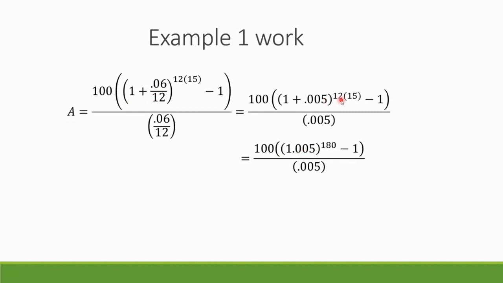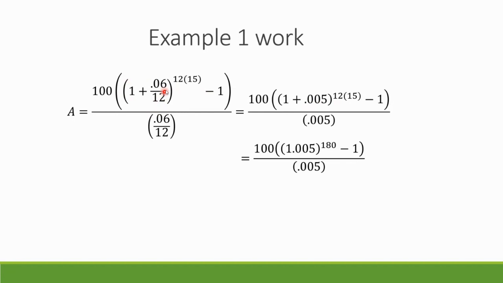Then we handle the exponent. 15 times 12 is 180, right? We're doing parentheses first, the innermost one first. Now, what is 1.005 to the 180 minus 1? Well, that's not so easy to calculate in your head. What's nice is we don't have to. We have calculators. But again, let me say it again. We're working in the innermost first, as you can see.